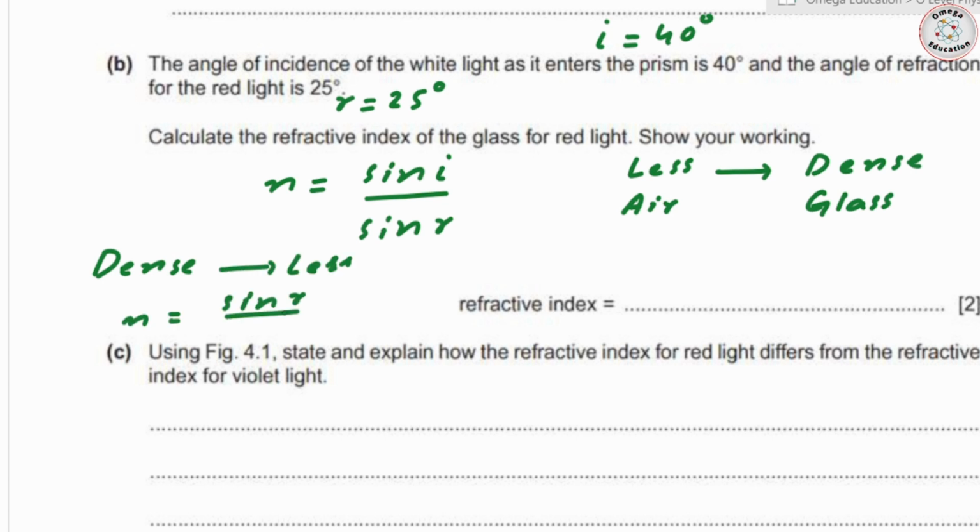And the rule of thumb is whatever the bigger angle is, that should be in the numerator. So sin of 40 divided by sin of 25. The bigger angle is always in the numerator.